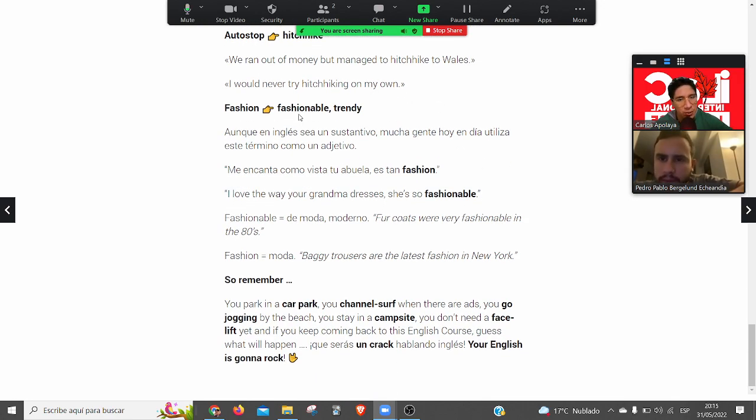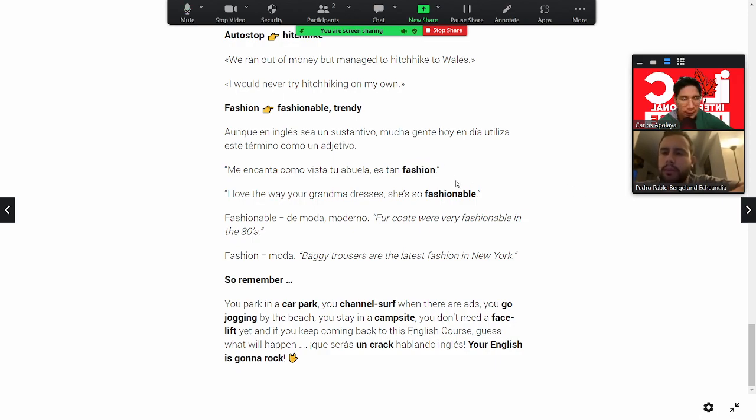Fashion, or you can say fashionable or trendy. Aunque en inglés sea un sustantivo, mucha gente hoy lo utiliza en español como si fuera un adjetivo, ¿no? Me encanta cómo viste tu abuela. Es tan fashion. Ella es fashion, pero no. Tienes que decir fashionable, o trendy. Fashionable, de moda, moderno. Fur coats, very fashionable in the 80s. Fashion is moda. ¿Ok? Baggy trousers are the latest fashion in New York.